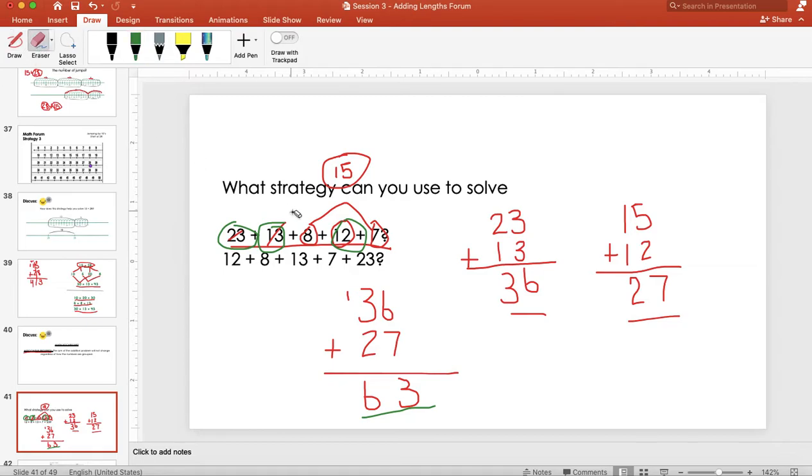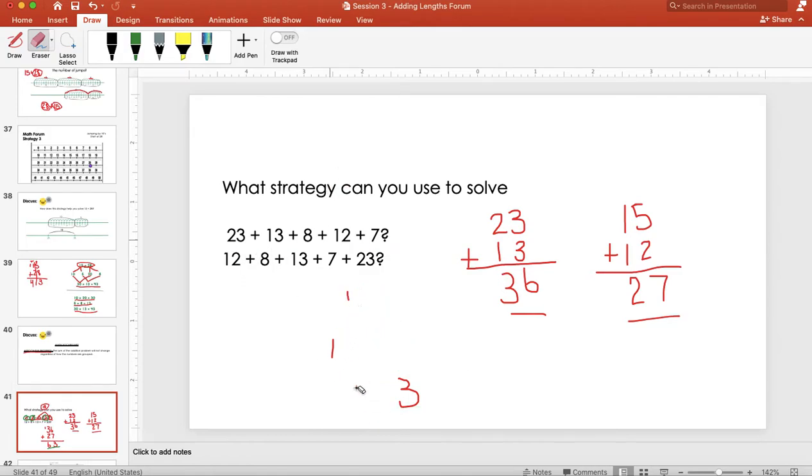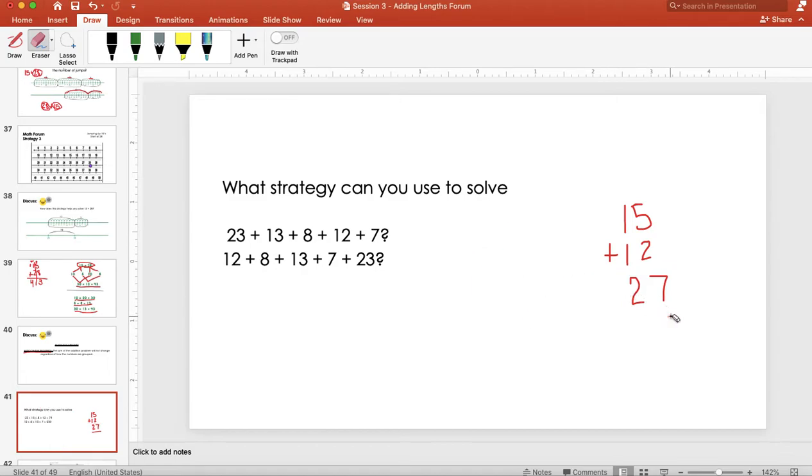So if you need more time with that problem, you can pause the video. I'm going to erase and then we will do the second problem together. And it might help too if you get a piece of paper and you do this with me, because it might be kind of confusing if you just watch me. But if you do it with me, you might understand it a little bit better if you're confused. Okay, so let's look at this one. 12 plus 8 plus 13 plus 7 plus 23.